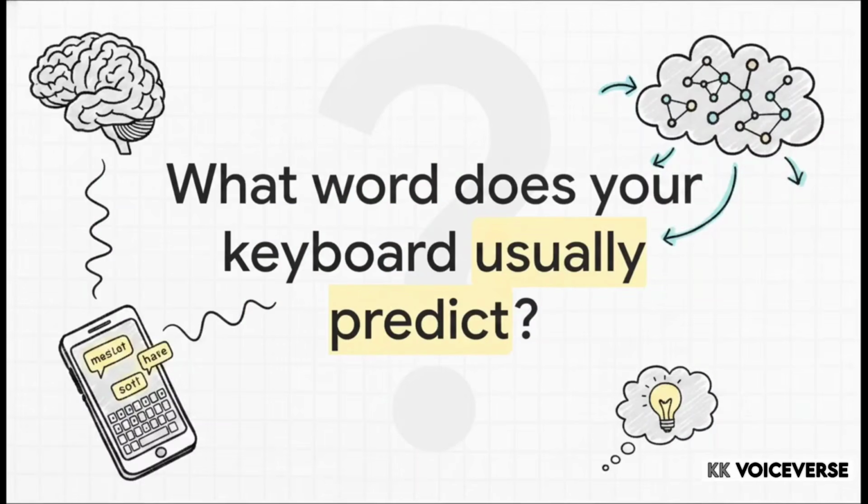I want to leave you with this thought today. The very next time you're texting and your phone automatically suggests your next word, take a second to really look at it. You are holding a simple, everyday glimpse of the exact same idea behind how the world's most powerful AI models generate language. So seriously, what word does your keyboard usually predict before you finish typing?